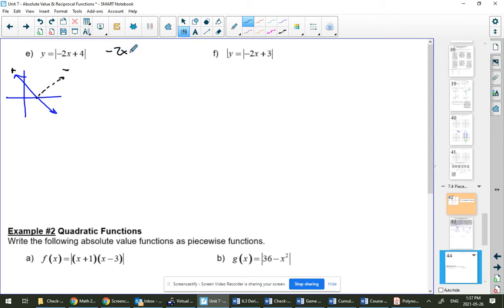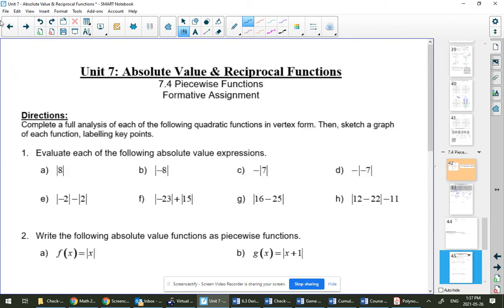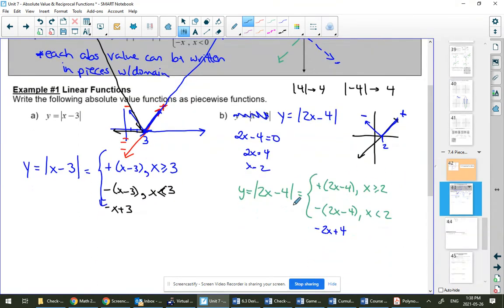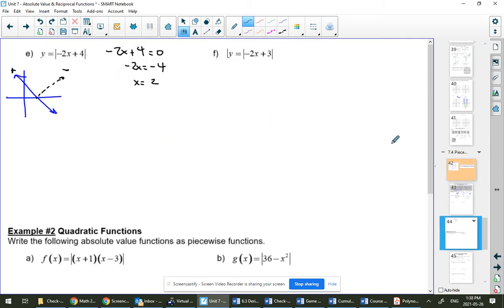Let's see, negative 2x plus 4 equals 0. Negative 2x equals negative 4. X equals 2. But that's a good question to have, because absolutely you're going to have to figure out, and I didn't go over that in the last piece here, what your x-intercept is. So that's where I set my y equal to 0 and solve for x. For this one, I can set negative 2x plus 4 equal to 0, rearrange, so I know that I'm going to have an x-intercept at 2, because that's critical to when I set up my domain.